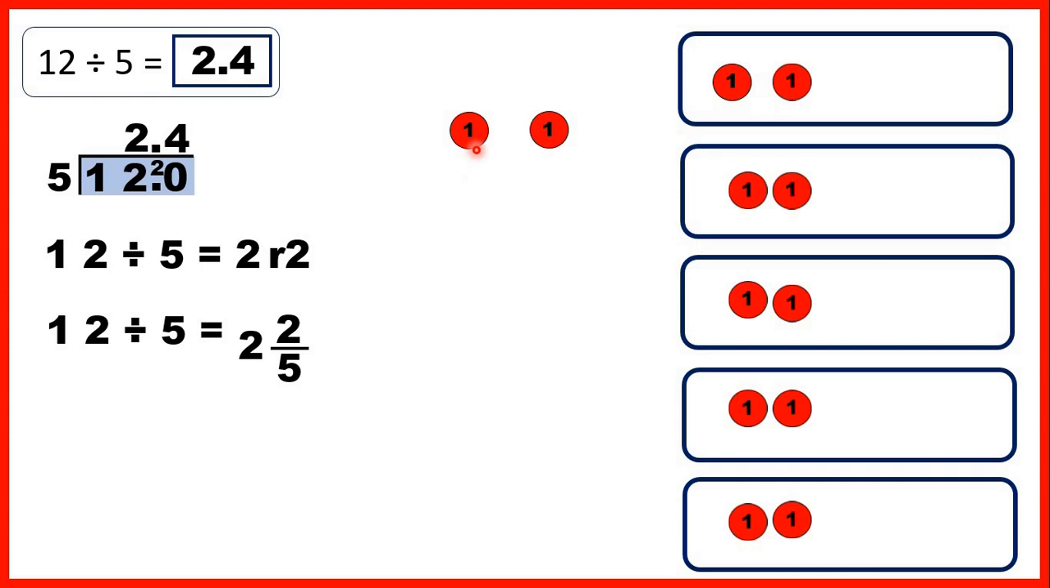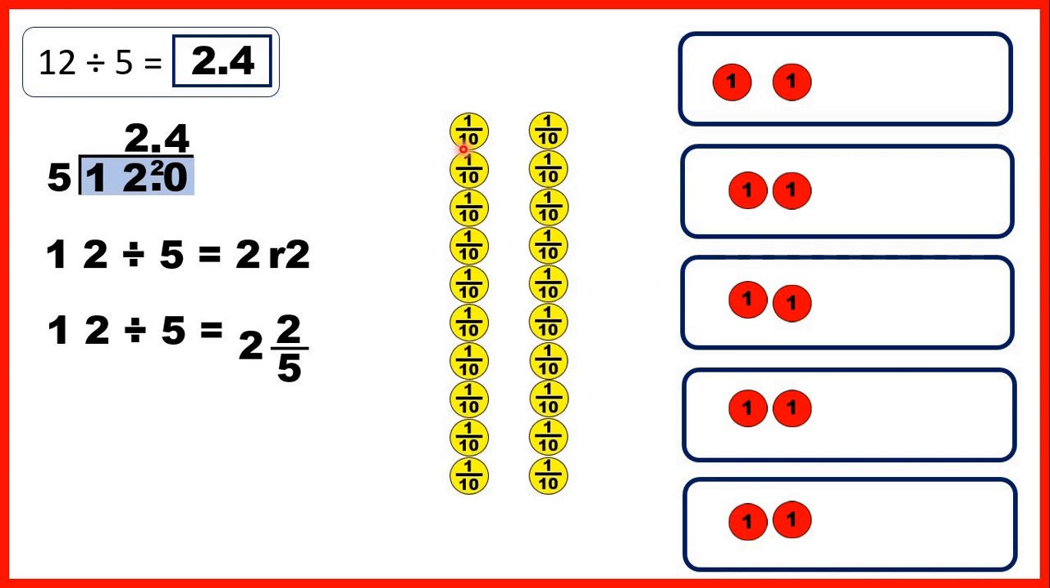But then, what we can do is exchange 1 whole for 10 tenths, and if we do that with both of our 1s, that gives us 20 tenths.